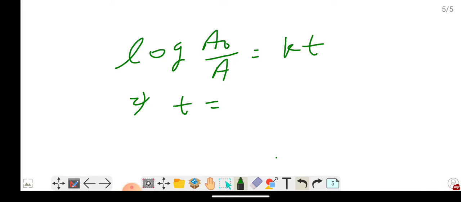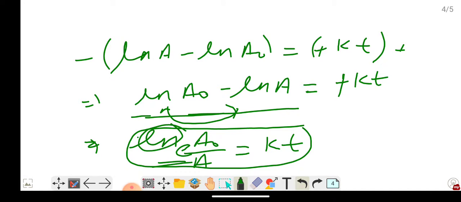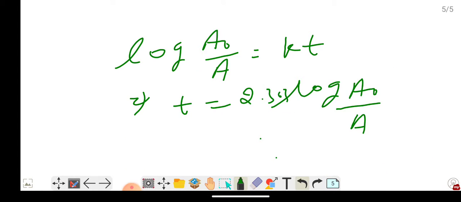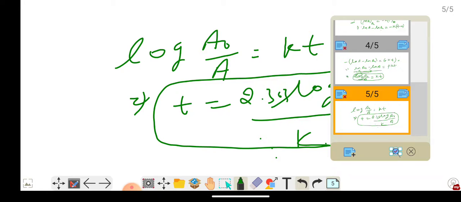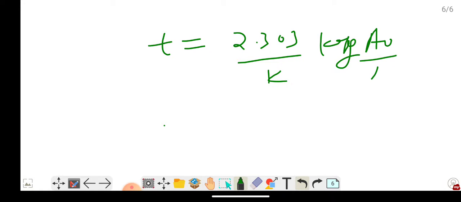This implies T is equal to log A naught by A, and here multiply by 2.303 to convert this natural log into base 10 log, divided by K, where K is the rate constant. So in this way, this is the integrated rate law equation for first order reaction: log A naught by A.